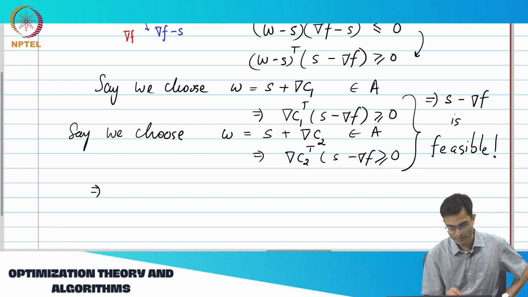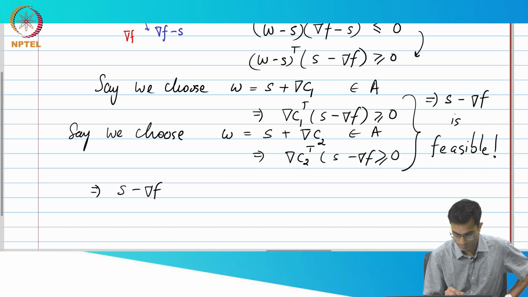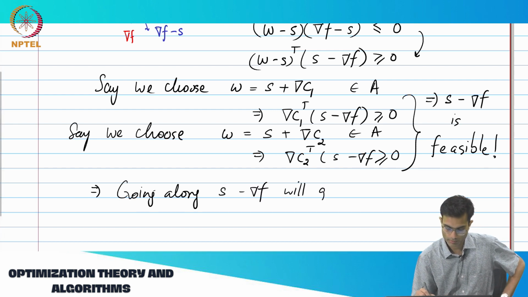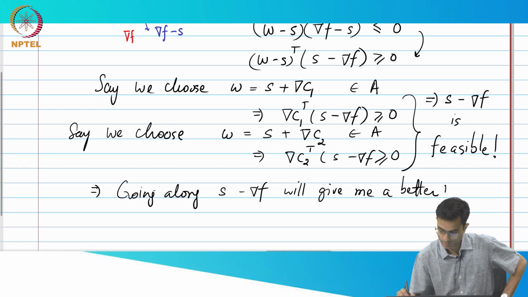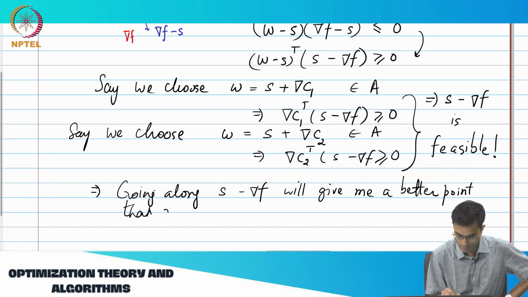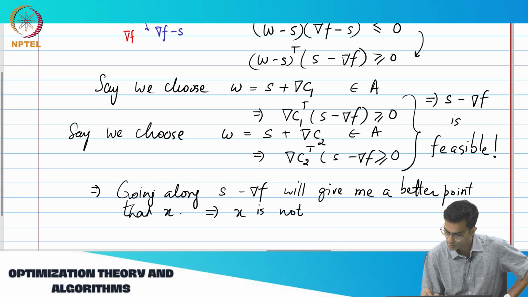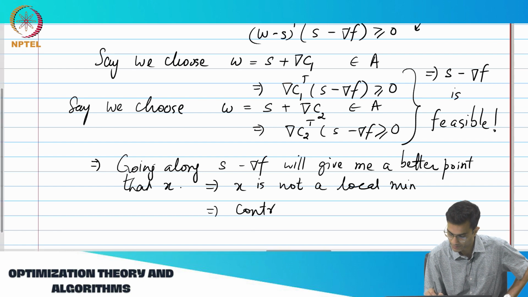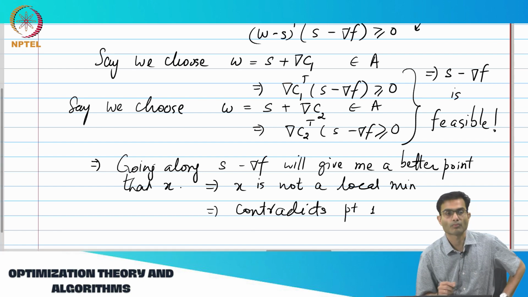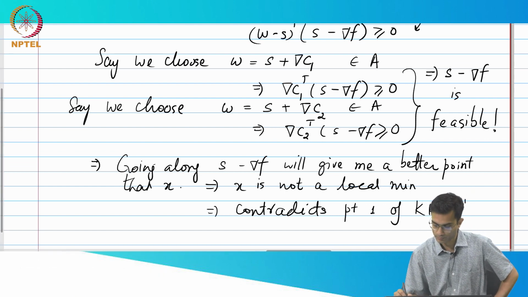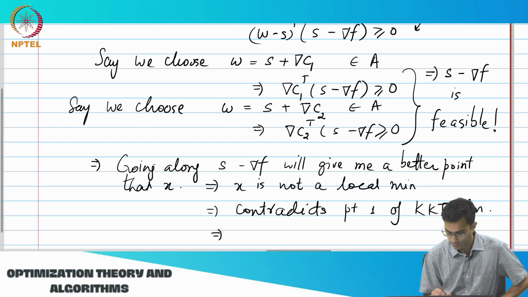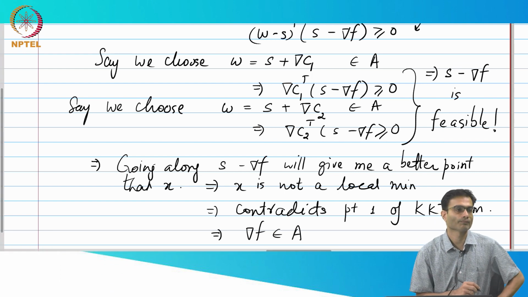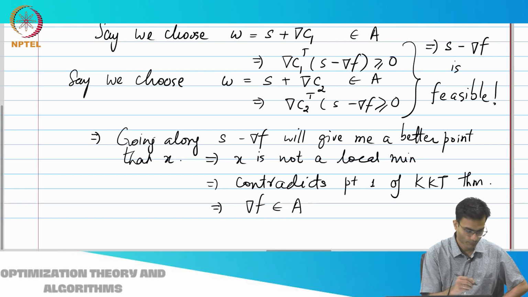Which again I'm just repeating myself. This implies that going along S minus grad F will give me a better point than X, implies that X is not a local minima, right? This contradicts point 1 of the KKT theorem, okay? And therefore, our starting proof by contradiction follows through. Therefore, grad F belongs to the set A. We have shown a contradiction. Okay.